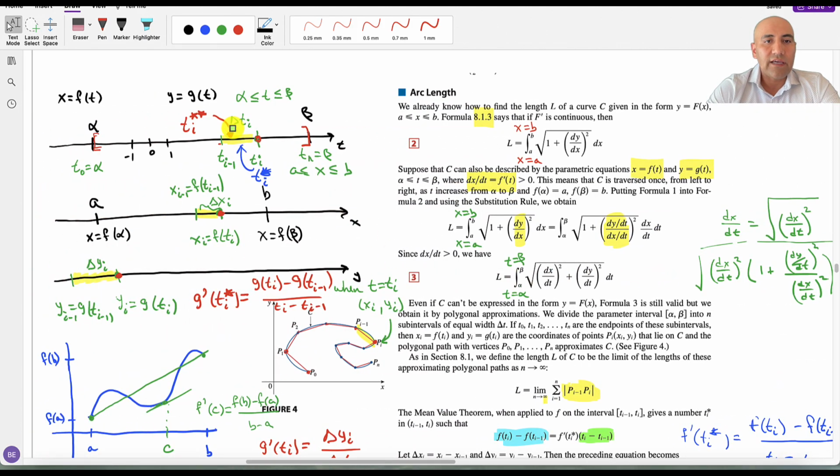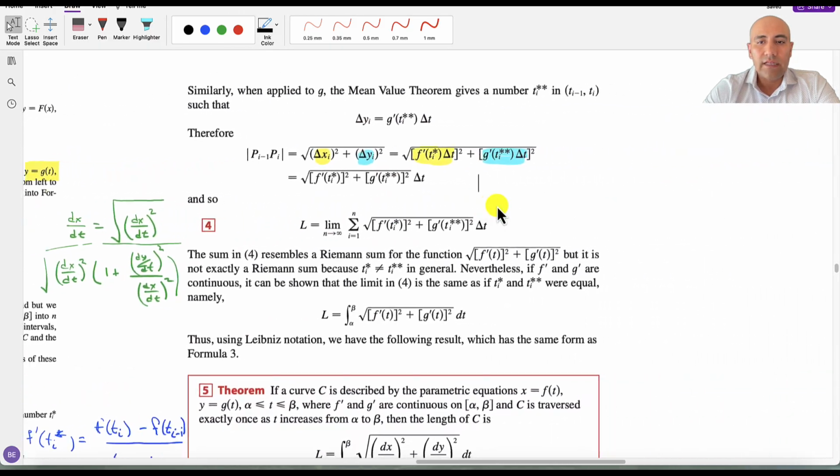So the change, the delta t sub i, is supposed to be a really small interval. And even though the t sub i single star, the blue one, and the t sub i double star, the red one, are not necessarily the same number, as n goes to infinity the intervals get infinitely small, and that squeezes these two numbers together to become practically the same number. There's some good math out there that shows it actually works out just fine. We're not going to cover that here, so we'll just assume that it's fine.